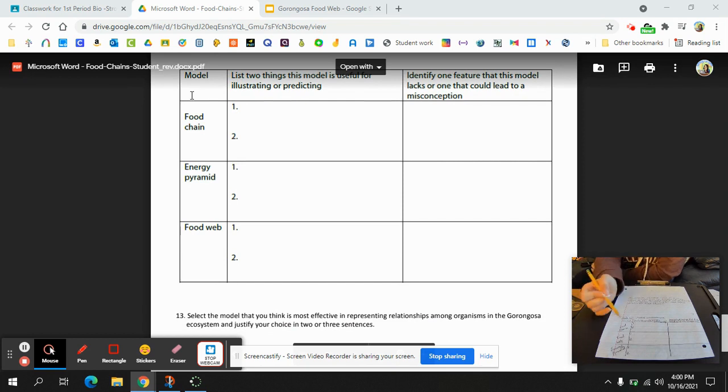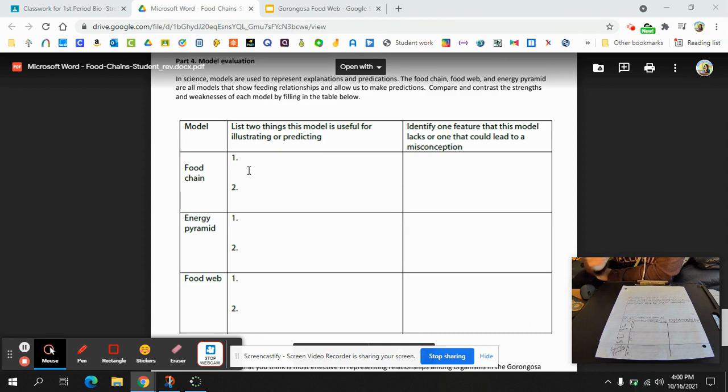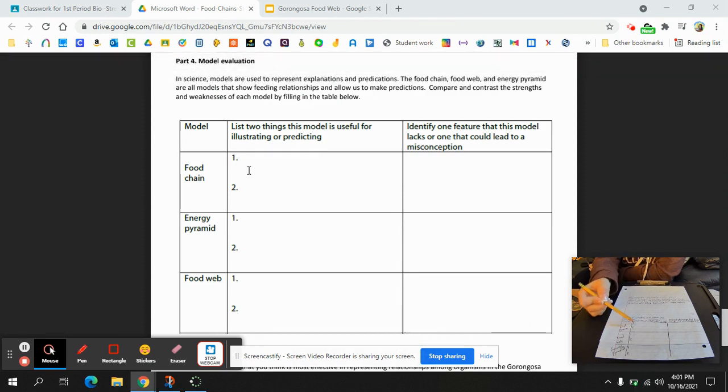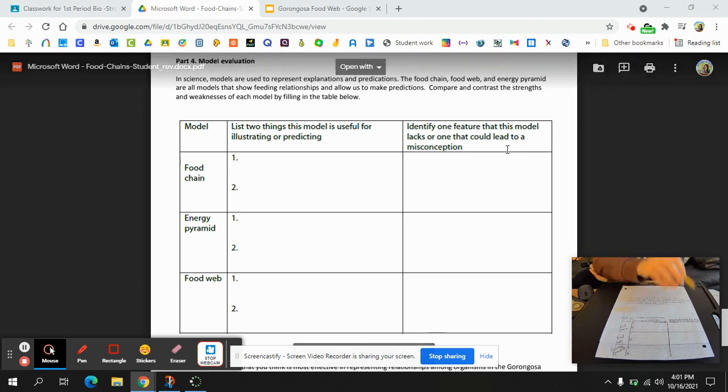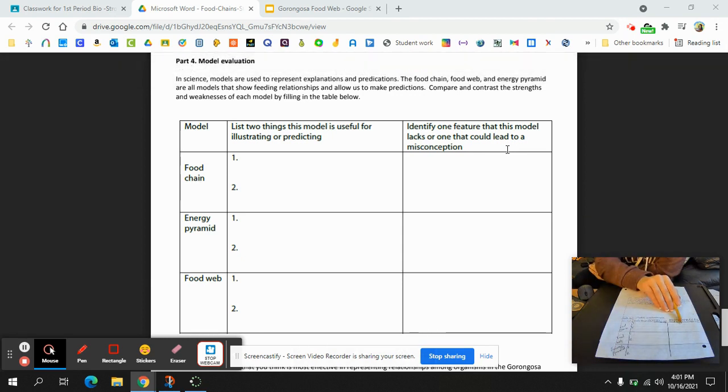listed here. So the 3 different models, then you're going to list 2 things this model is used for illustrating or predicting, and how are they different, right? Think about the differences. They might all be looking at the flow of energy, but what's the difference in each model? And then identify one feature that this model lacks or one that could lead us to a misconception.